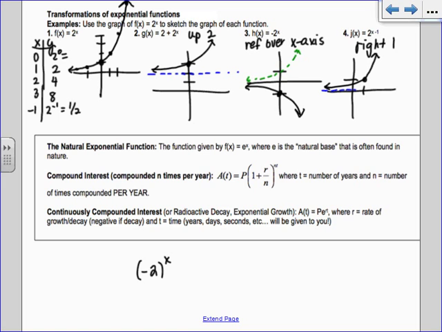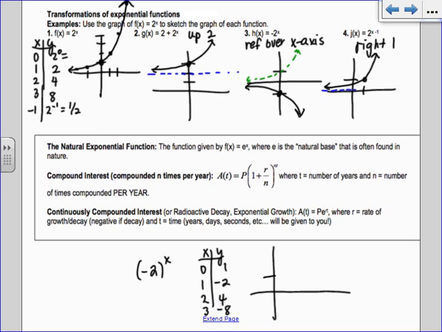Okay, if I was doing a negative base, when I do a t-table for it, if I plug in 0, I get negative 2 to the 0, which is 1. That works. Negative 2 to the 1 works as well, right? What's negative 2 to the 1? Negative 2. What about negative 2 squared? 4. Negative 2 cubed. Negative 8.